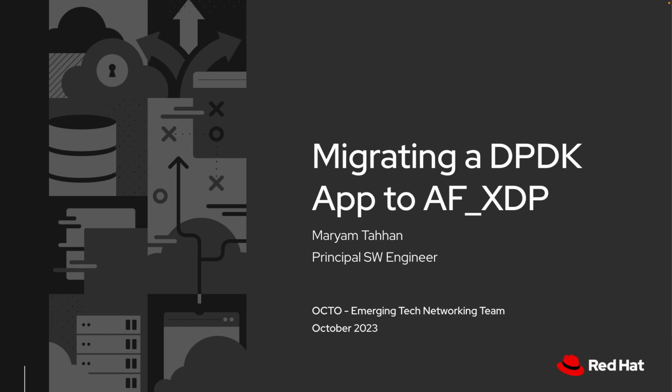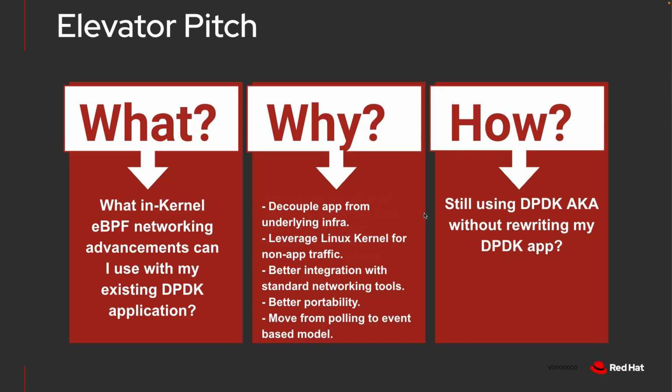Today I'm going to talk about how you can migrate a DPDK application from using the DPDK PMD to a standard Linux-based interface that's utilizing AFXDP. Let's look at the what, the why, and the how of what it is we're trying to do. So what is it we're trying to do? We're trying to figure out what in-kernel eBPF networking advancements can I use with my existing DPDK application.